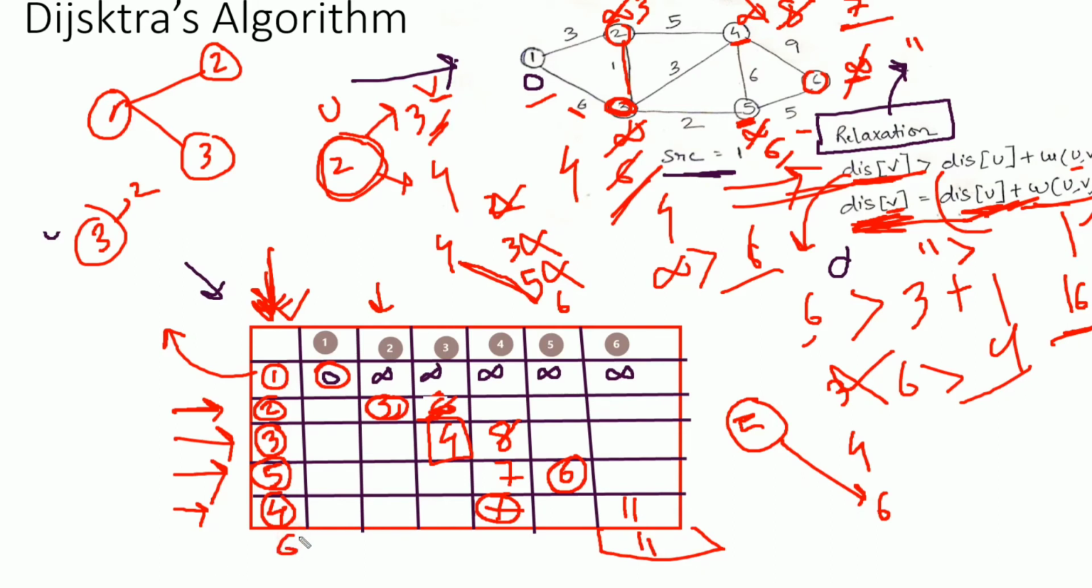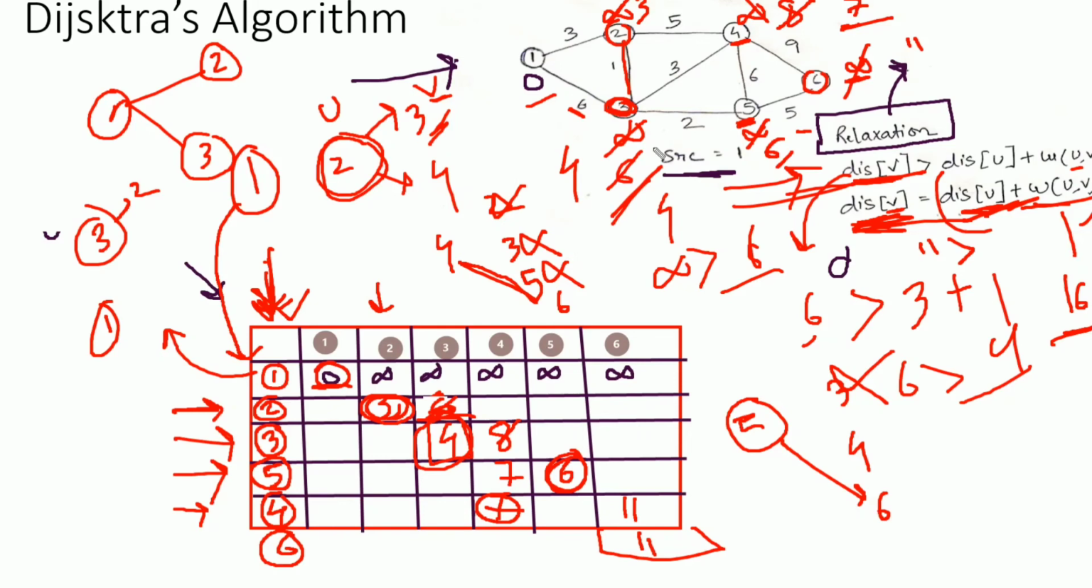So this will be the minimum value, 11, for vertex 6. If we see this table, from the source vertex 1, the minimum value from 1 to 1 will be 0. From 1 to 2, the minimum value will be 2. From 1 to 3, it will be 4. From 1 to 5, the shortest distance will be 6. From 1 to 4, it will be 7. And from 1 to 6, it is 11.